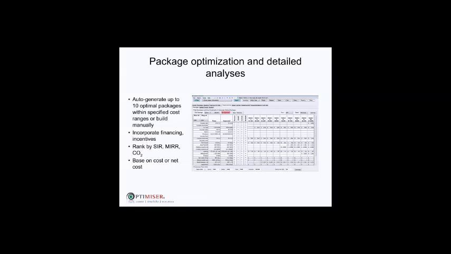You can auto-generate these packages to be the best, the optimal measures under the price caps, by SIR, MIR, or CO2 reduction. And you can show people the packages based on the net cost after financing incentives or the base cost.